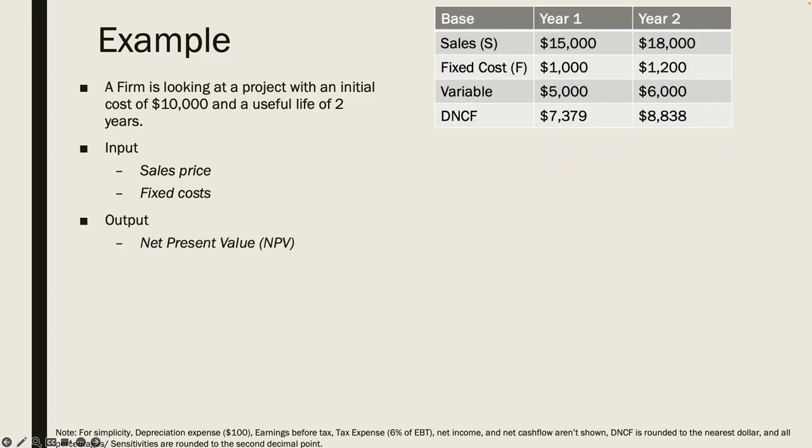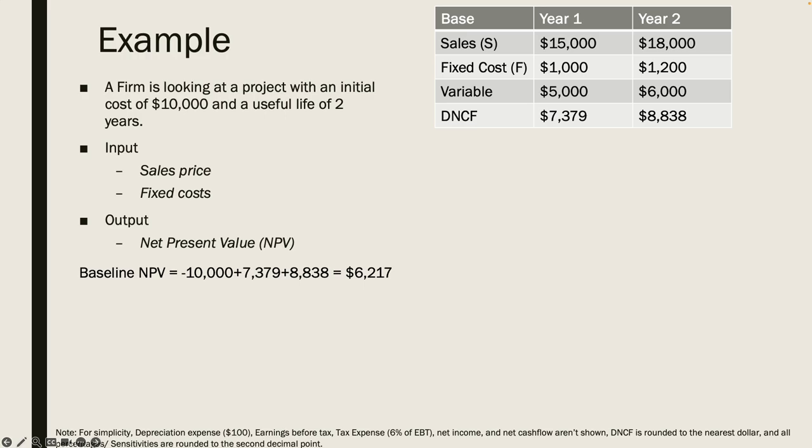Now that we have the variables, we need to determine the base. For year 1, sales equal $15,000, the fixed cost is $1,000, variable cost is $5,000, and the discounted net cash flow, or DNCF, equaled $7,379. For year 2, sales is $18,000, fixed cost $1,200, variable cost $6,000, and a DNCF of $8,848. To get the baseline NPV, we take the initial cost of the project, $10,000, and add the DNCF of each year. So year 1 was $7,379, and the DNCF of year 2 was $8,838.